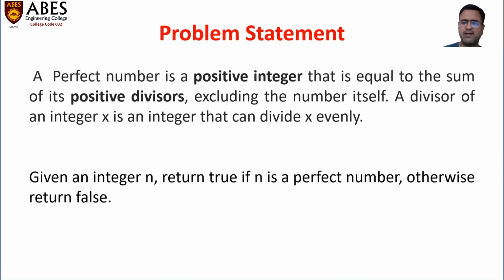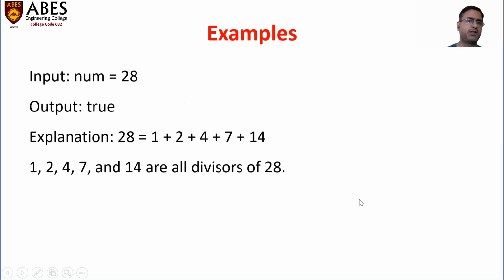Let us take an example for more explanation. Like we have taken an input 28, and it returns true. Why does it return true? Because the divisors of 28 are 1, 2, 4, 7, 14, and 28 itself, but we'll exclude 28 because the problem statement says we have to exclude that number. Now add these numbers: 1 plus 2 plus 4 plus 7 plus 14. The total is equal to 28, that is the number itself.